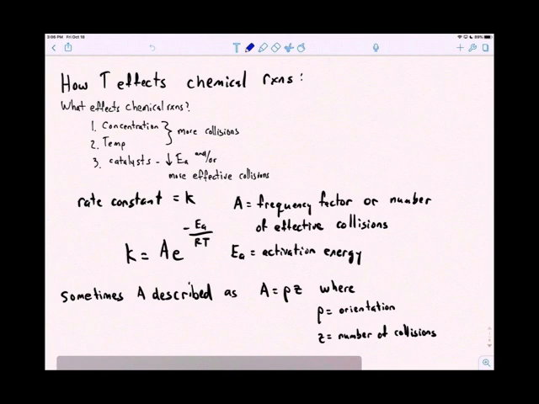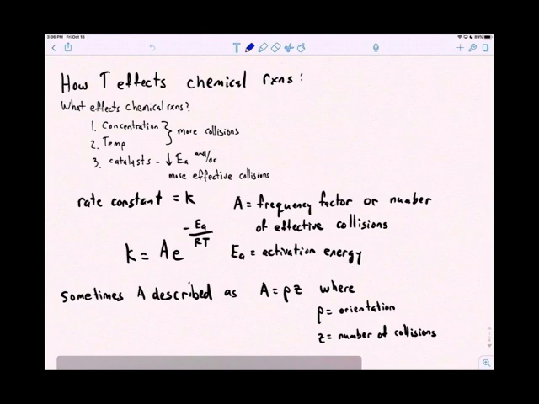Okay, so this is the Arrhenius equation. We have k equals A e to the minus Ea over RT. So k is the rate constant. A is known as the frequency factor, or the number of effective collisions. So remember, collisions that happen between atoms and/or molecules, and the effective ones. And that's multiplied by e to the minus Ea over RT. Ea is the activation energy.